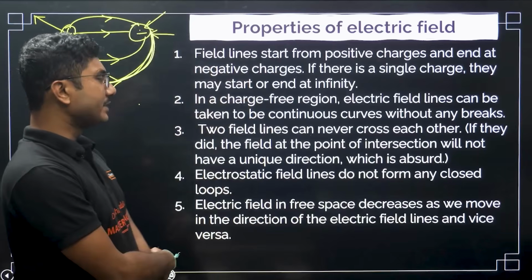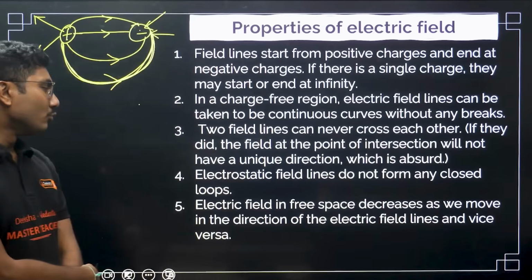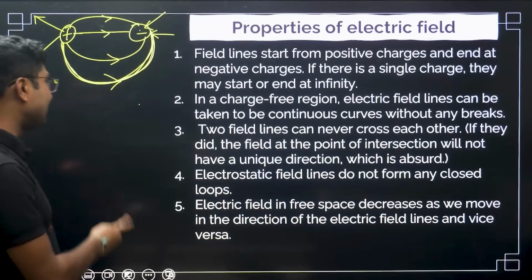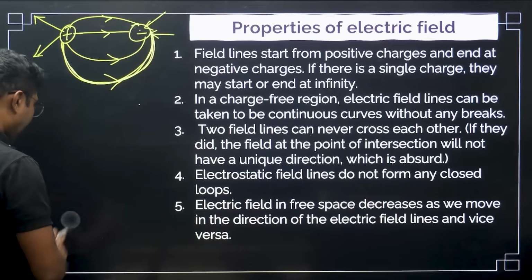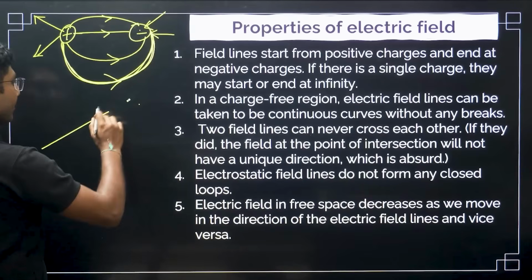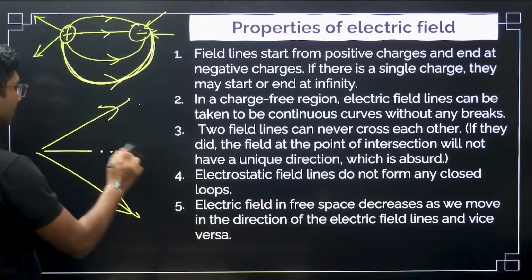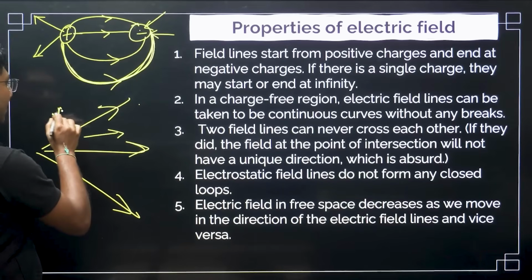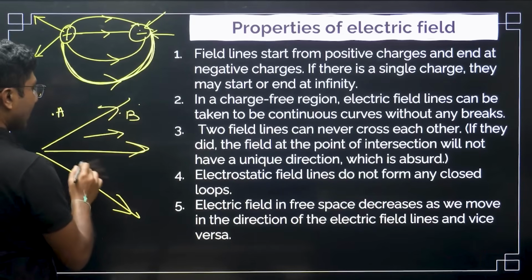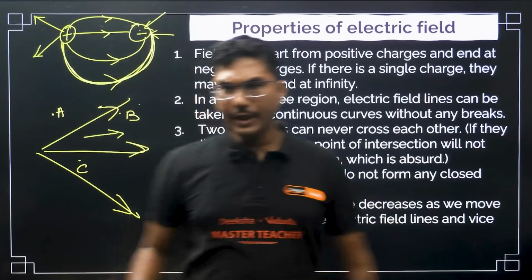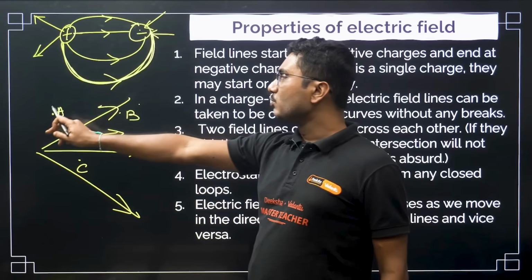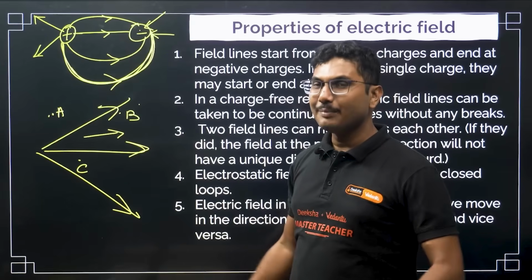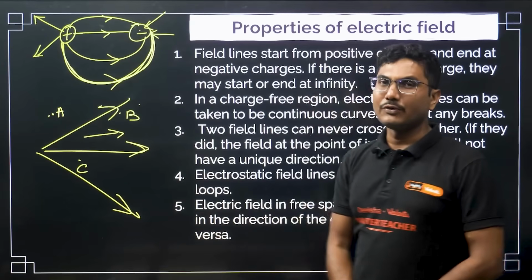Electric field in free space decreases as we move in the direction of the electric field lines and vice versa. What is the meaning of that? Suppose electric field lines are given to you, something like this. What will happen if you move in this direction? Suppose here we have a point A, here we have a point B, here we have a point C. So what will happen if you move from A to B to C? Where will the electric field be maximum? Where will the electric field be the minimum?